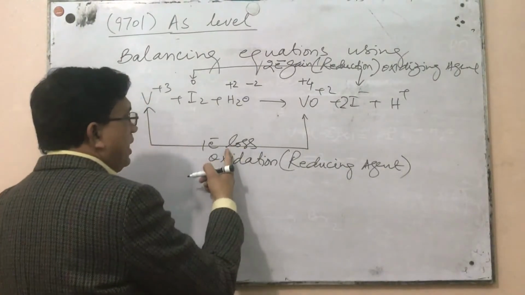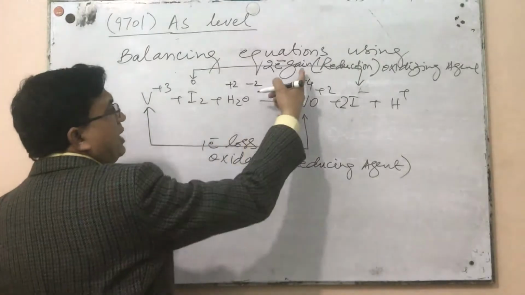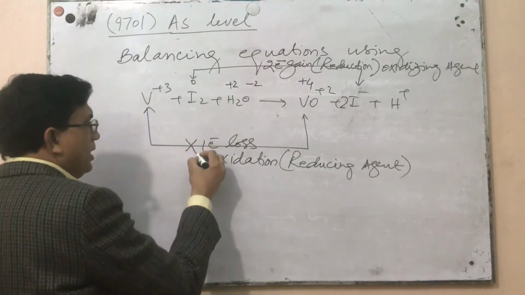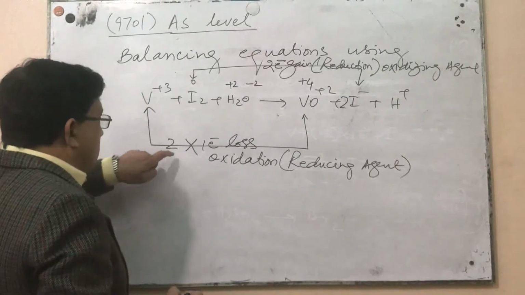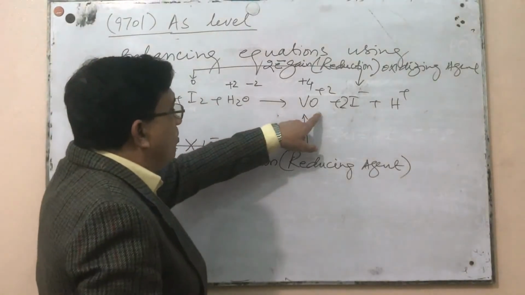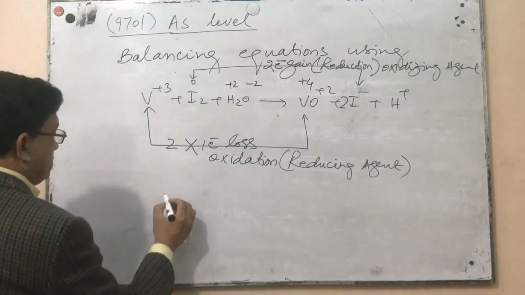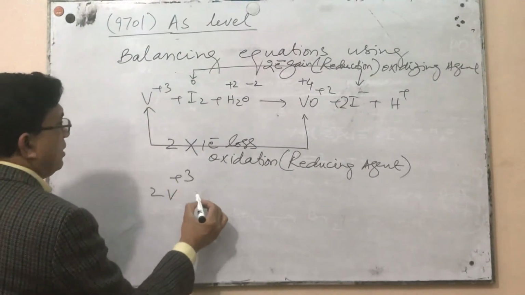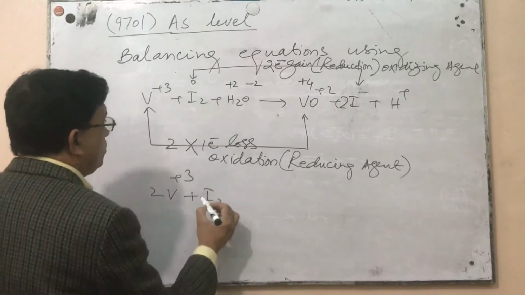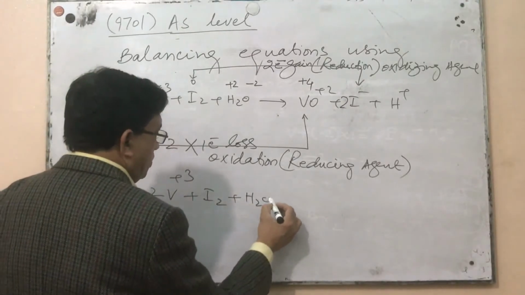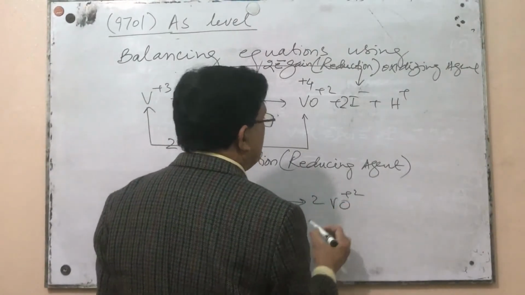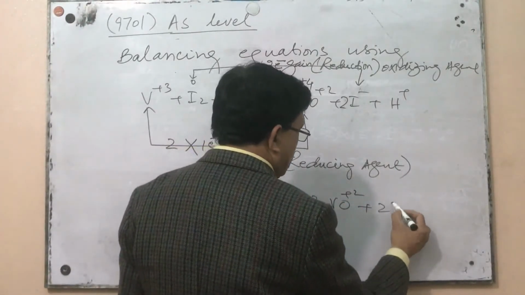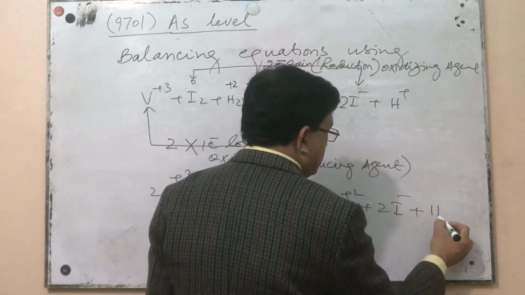Now we have to balance the electrons gained or lost. The loss of electron is 1 electron and the gain is 2 electrons. We will multiply this by 2, and this digit will be multiplied with both the species. Now this becomes 2 V positive 3 plus I2 plus H2O, giving 2VO positive 2 plus 2I negative plus H positive.